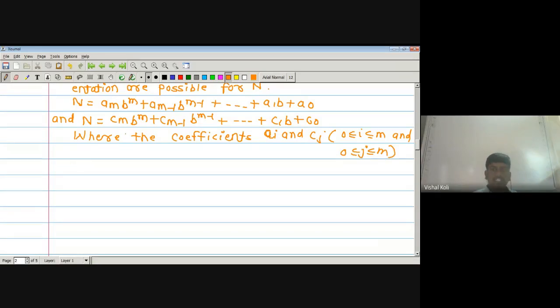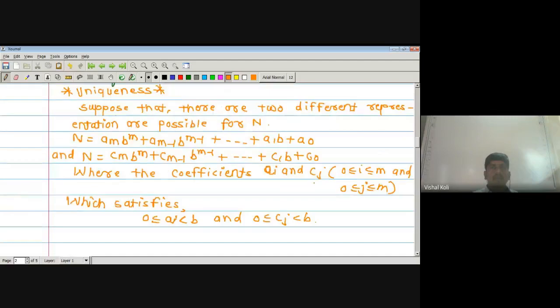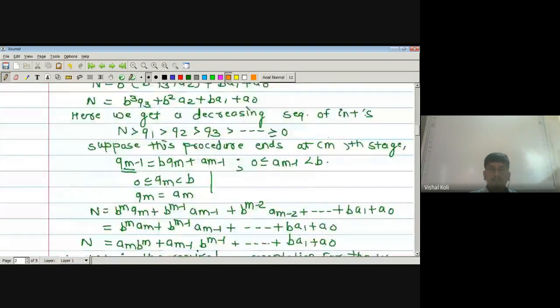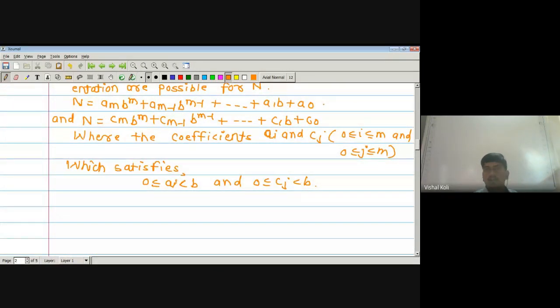These coefficients satisfy that each ai lies between 0 to b, and similarly each cj is also in between 0 to b. Okay, now let's take these as equation 4. Take this one as equation 5 and this one as equation 6.